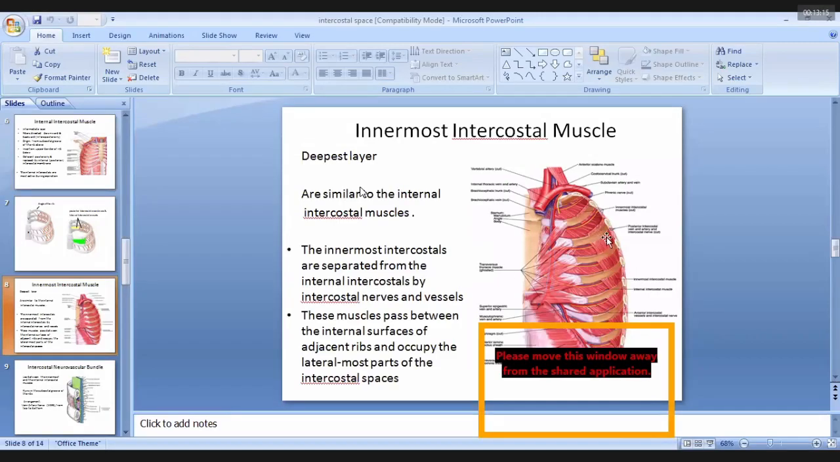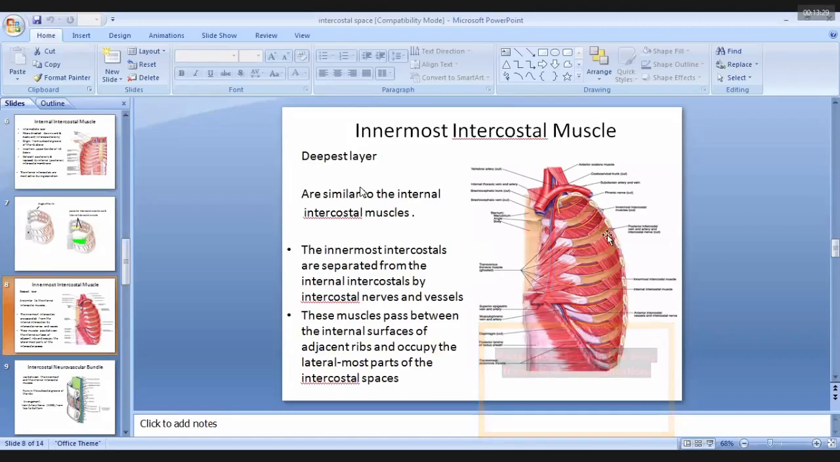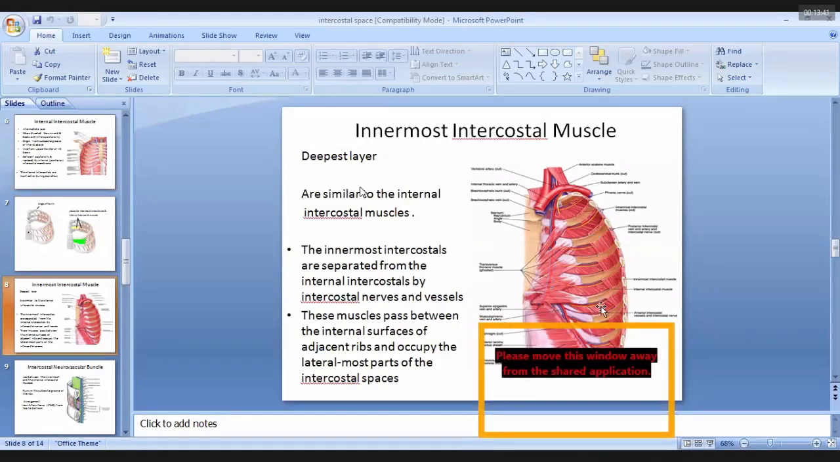Because this muscle is considered as a part of the internal intercostal muscles, it has the same direction of fibers and the same attachment as the internal intercostal muscle. But this muscle is present only on the lateral part of the intercostal spaces, on this side. It does not occupy the whole of the intercostal space, but is only present in the lateral parts of the intercostal spaces. So these are the three main muscles.